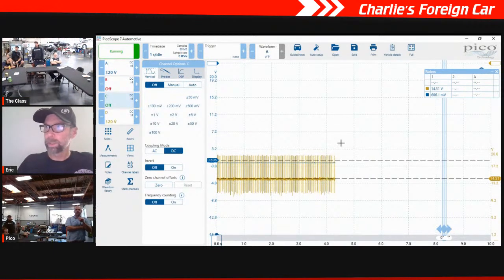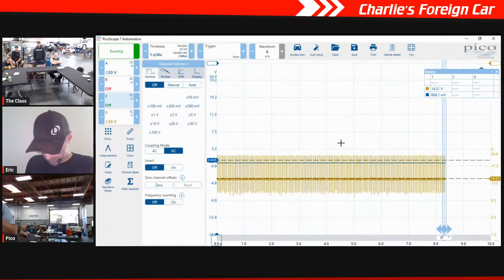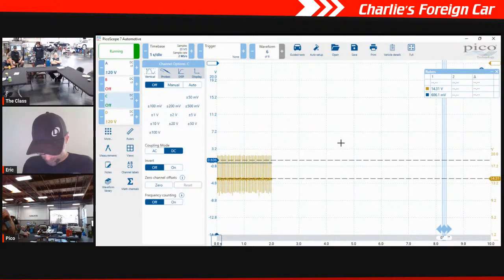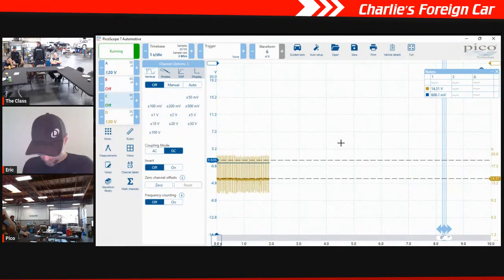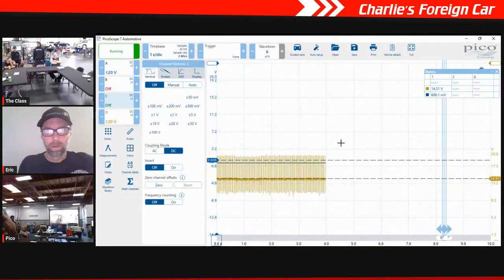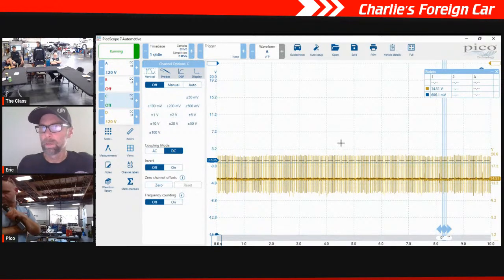Okay. I want to see the shifting angle, what it does. So let's ground it. Yeah. So the engine RPM is not changing, and the adaptation and the shifting angle are also not changing. Nothing's changing.